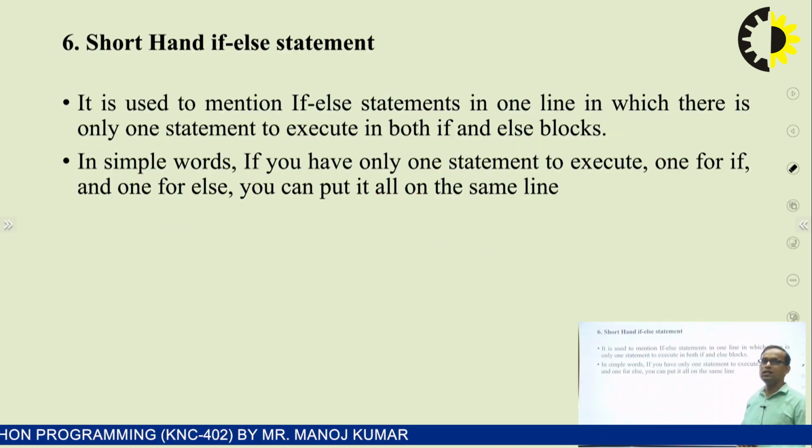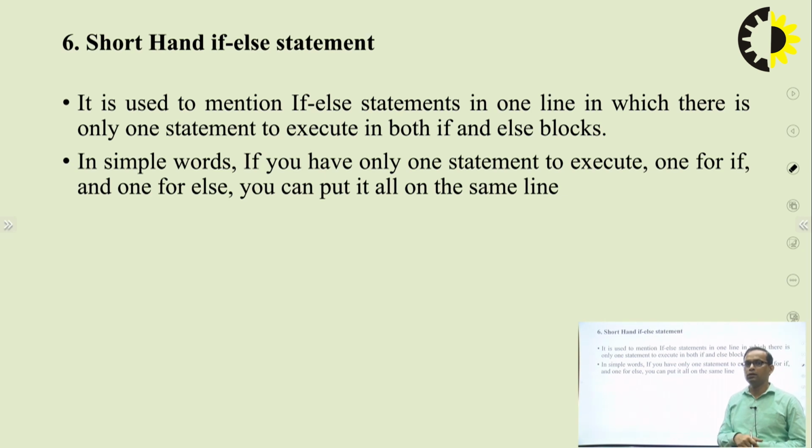Next, the 6th conditional statement in Python programming is the shorthand if else statement. In the same way, if we want to write the whole if else block in a single line, then we can do it using the shorthand if else statement in Python. It is used to mention if else statement in one line in which there is only one statement to execute in both if and else block. In simple words, if you have only one statement to execute, one for if and one for else, you can put it all in the same line.